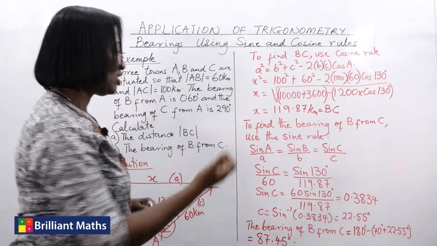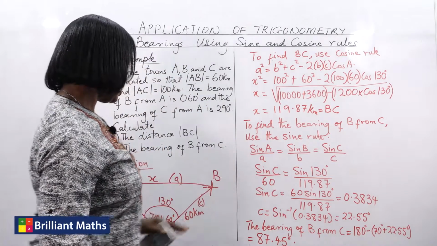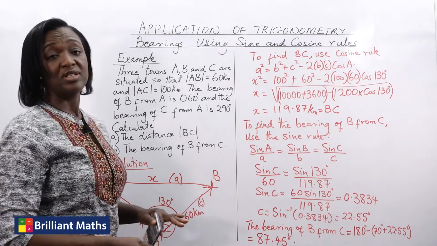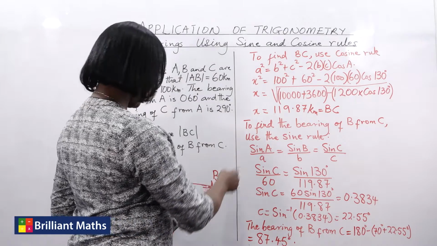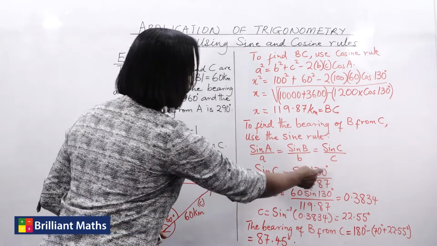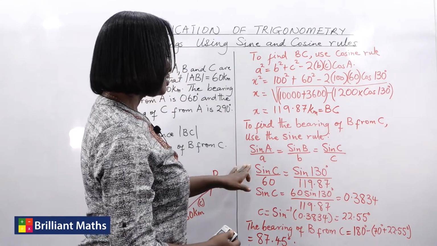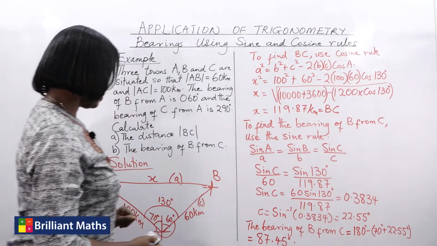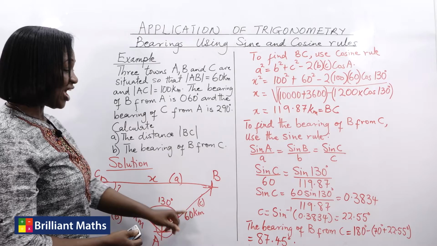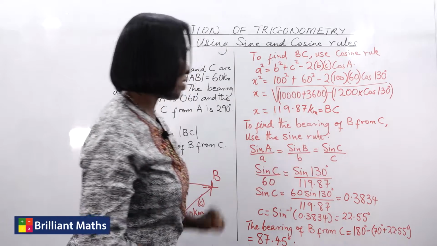So we have sine 130, and we have the line 119.87. That's a complete ratio that we have. So we put that in, which is sine A over A. So that gives us sine 130 over 119.87. And then sine C over C, we have to find angle C. But the line C is 60 kilometers. So those are the two ratios that we're using.